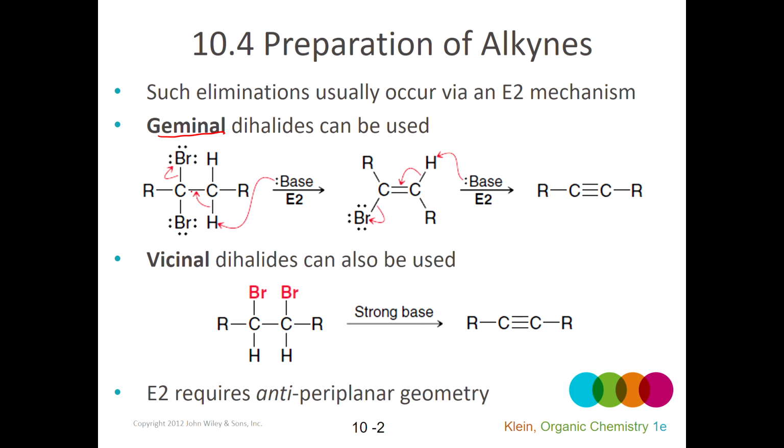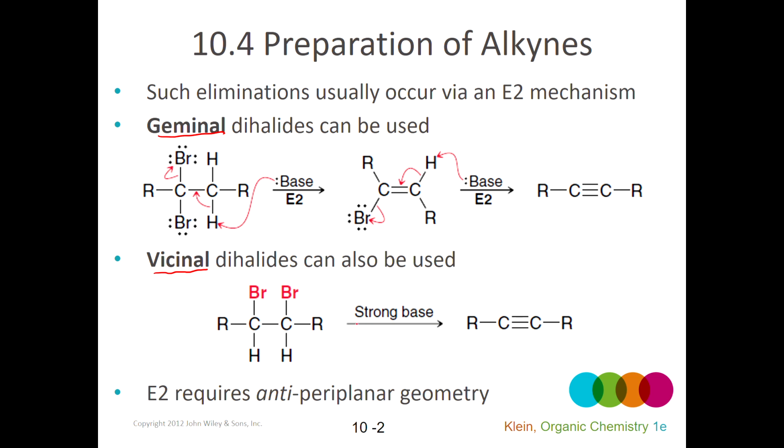One proton's picked off to make the alkene, and then the second proton, as long as it's anti-periplanar to the leaving group, can be picked off to make the alkyne. So that works as an option, to start with a geminal dihalide. We could also start with a vicinal dihalide. The term vicinal means that they're on adjacent carbons rather than on the same carbon.